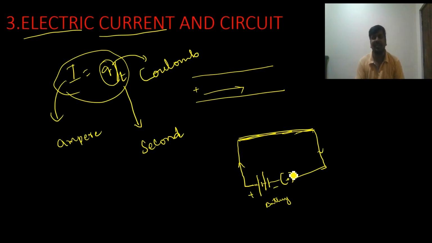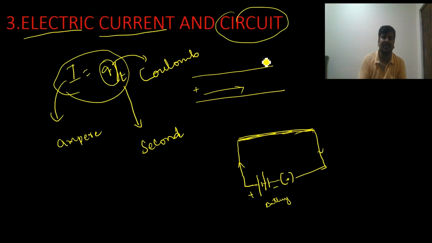A continuous and closed path of an electric current is known as an electric circuit. Here you can see this diagram. This is the electric circuit diagram.